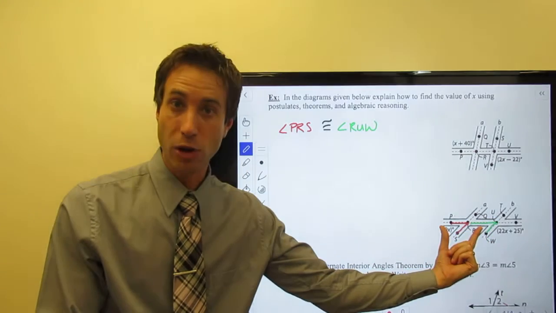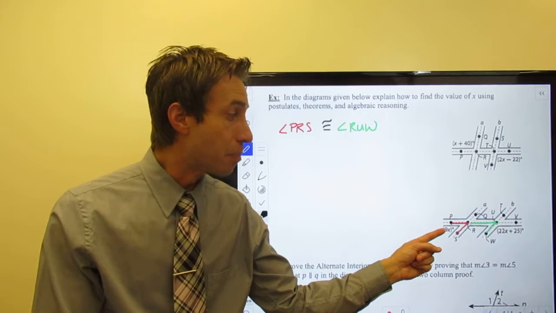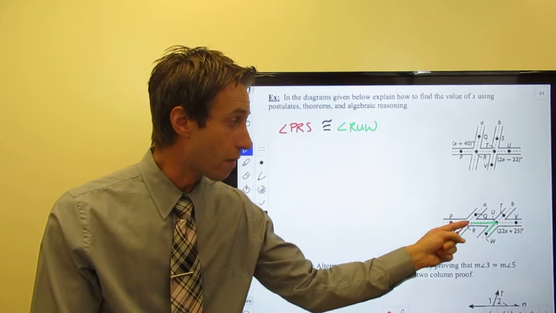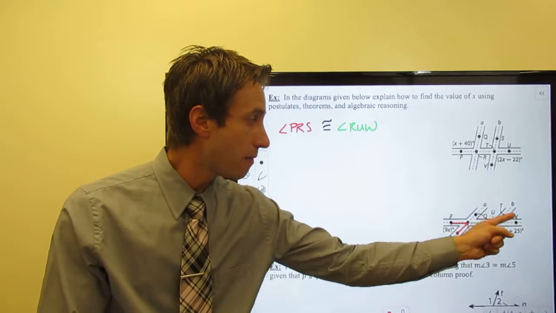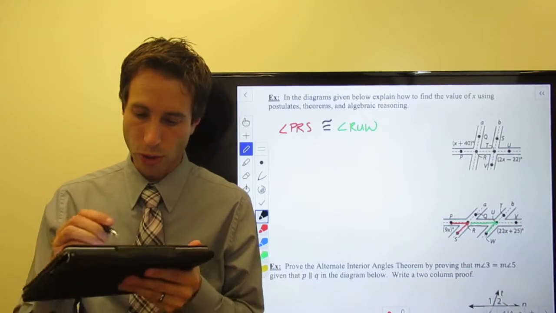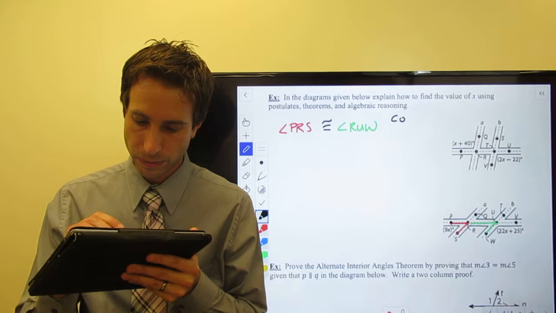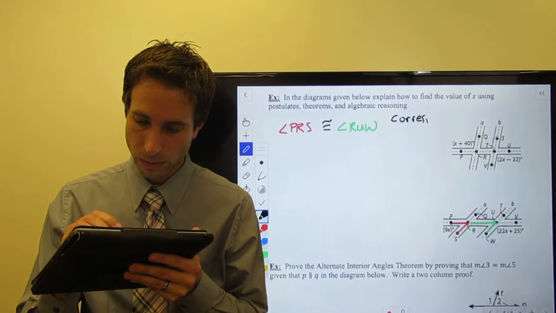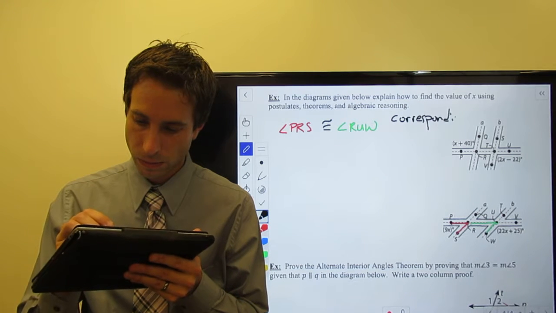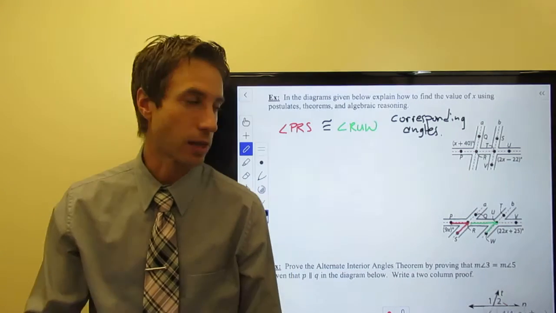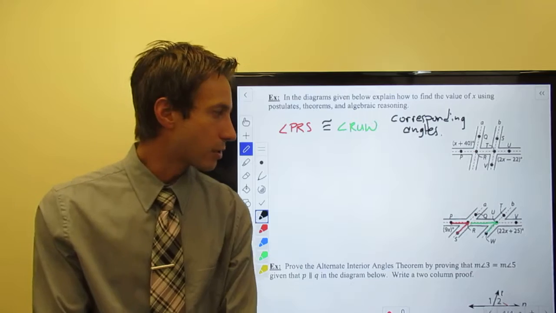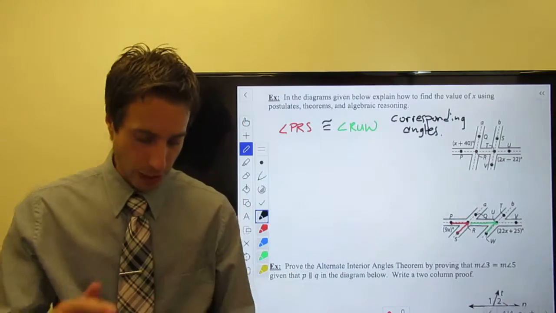Well, they're corresponding angles, right? This is in the bottom left-hand corner of this intersection, and this is the bottom left-hand corner of that intersection. So we have corresponding angles. Okay, well that's not so bad. Let's keep going. What else can I say here?